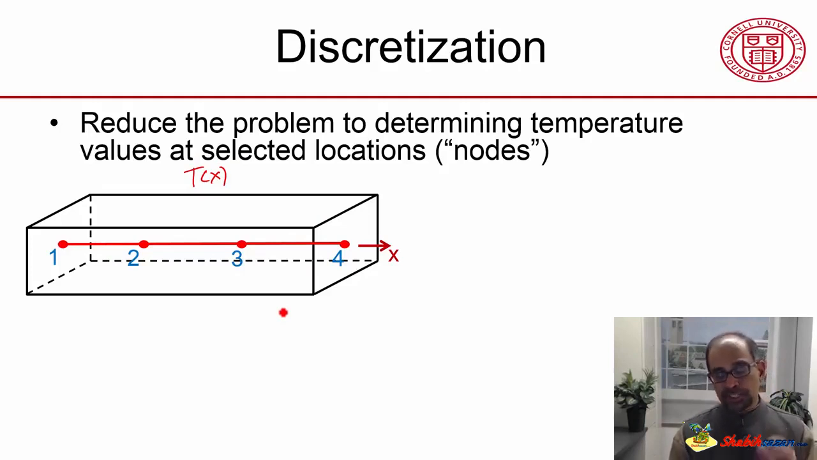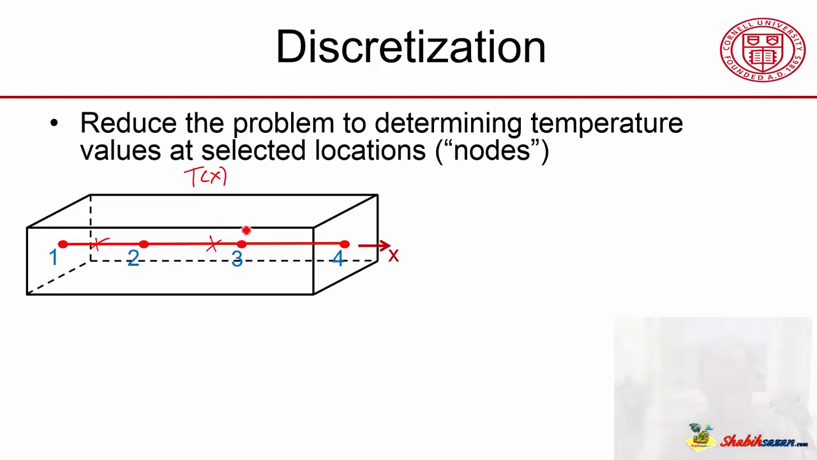And I say, you know what? Instead of determining temperature everywhere along that line, I'm going to determine only at selected locations. In particular, I'll determine it at 4 locations. 1, 2, 3, 4. And everywhere else, I will just use an interpolation. So if I want to know the temperature here, I'll use an interpolation between that value and that value. If I want to know the temperature, let's say here, I'll use an interpolation between that value and that value. It's a linear interpolation.